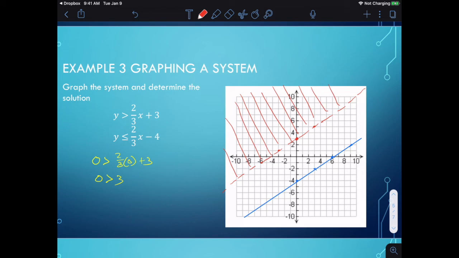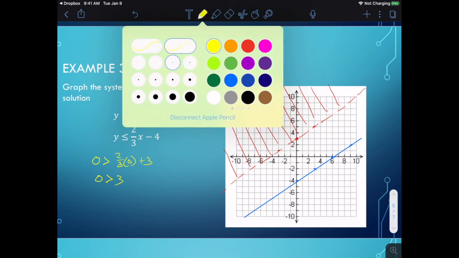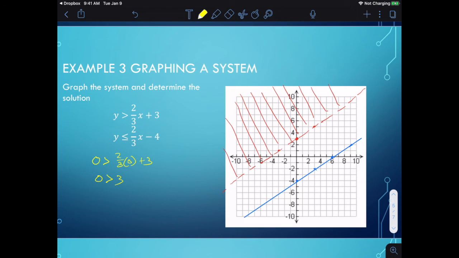Let's go ahead and check the other one out. We're going to do that one in blue, but let's test first. Let's test the origin again. So we're going to use 0. Is that less than or equal to 2 over 3 times 0 minus 4? Is 0 less than or equal to negative 4? Well, it's not equals, and it's not less than, so we're shading away again. And so here we go. We're going to shade away from the blue line, away from the origin, and our shading now looks like that.